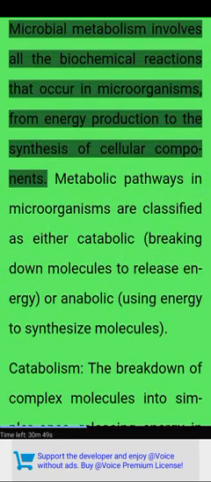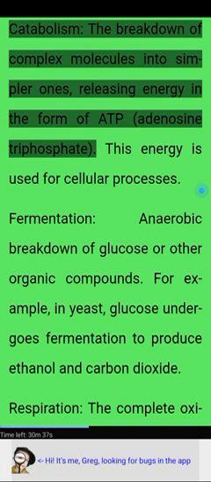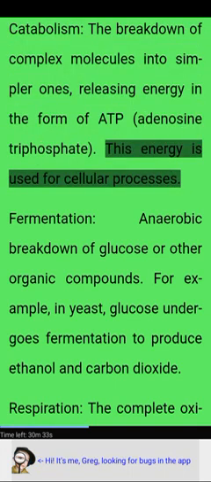2. Microbial metabolism. Microbial metabolism involves all the biochemical reactions that occur in microorganisms, from energy production to the synthesis of cellular components. Metabolic pathways in microorganisms are classified as either catabolic, breaking down molecules to release energy, or anabolic, using energy to synthesize molecules. Catabolism: the breakdown of complex molecules into simpler ones, releasing energy in the form of ATP, adenosine triphosphate. This energy is used for cellular processes.